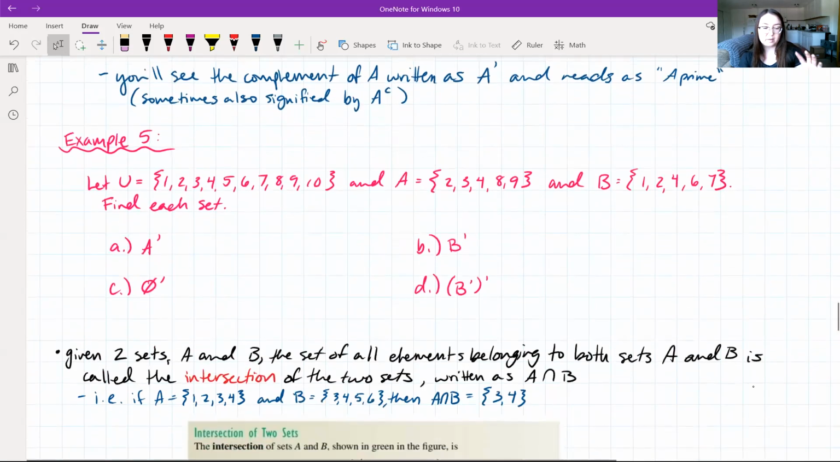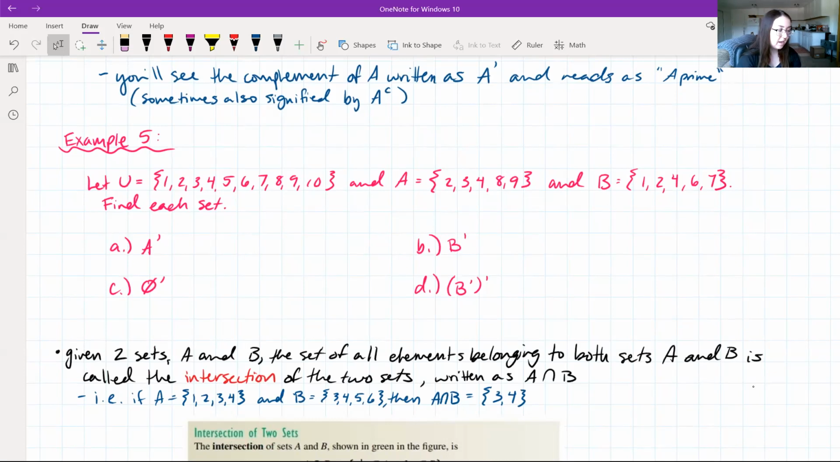So thinking about example 5 here, we're defining our universal set as the set of 1 through 10, or 1, 2, 3, 4, 5, 6, 7, 8, 9, and 10. A is the set of 2, 3, 4, 8, and 9. And B is the set of 1, 2, 4, 6, and 7. And we want to find each set. So we're thinking about our sets within our universal set when we think of our complement.